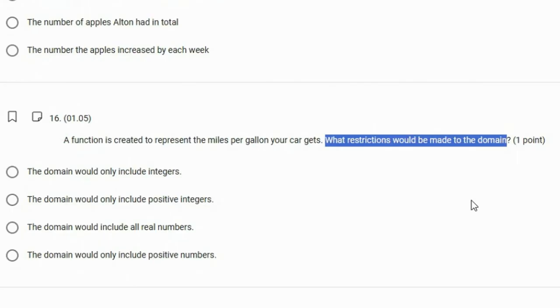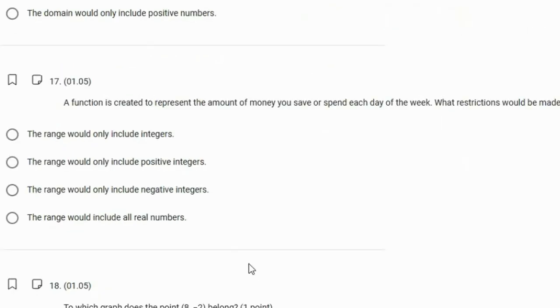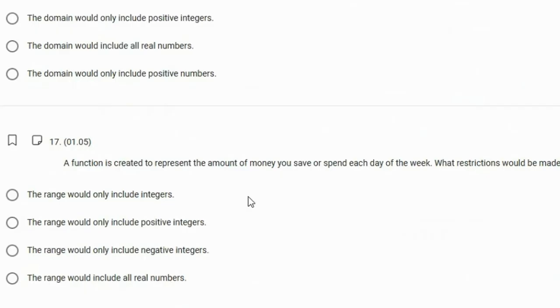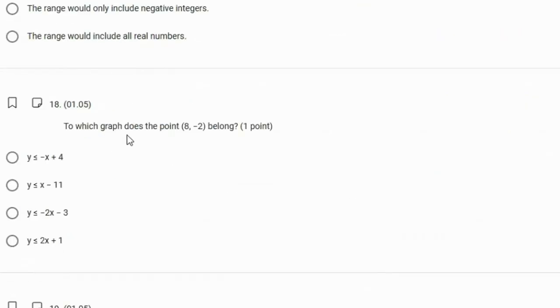Miles per gallon your car gets. Could it have negative miles per hour? The function is, you could have negative hours, I guess. The domain. The function is created to represent the amount of money you save or spend. Some of you guys are spenders. What restrictions would be made to the range? The range. To which graph does the point 8, 2 belong?